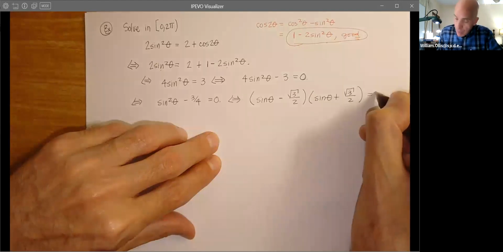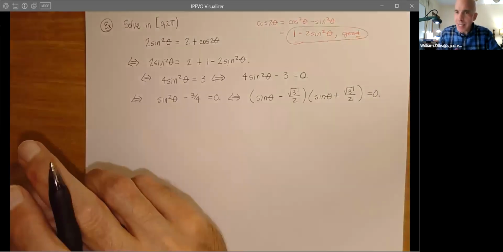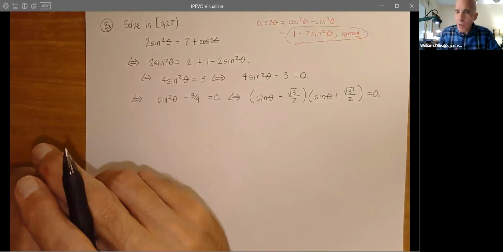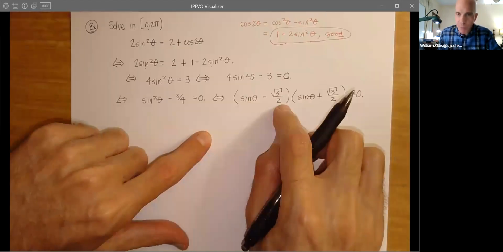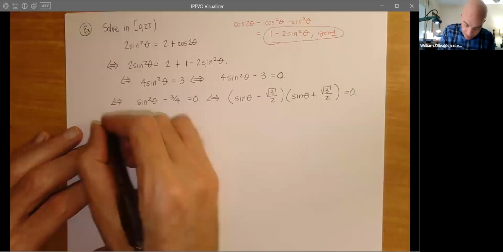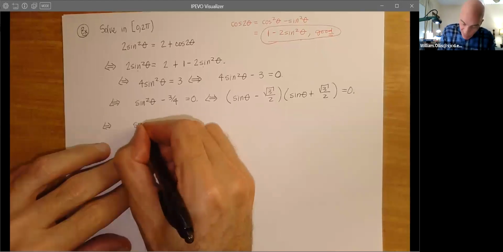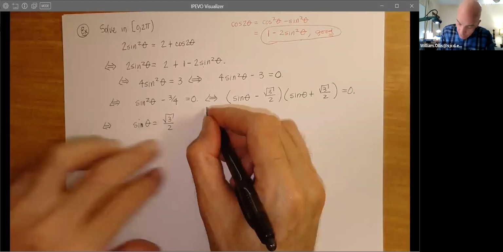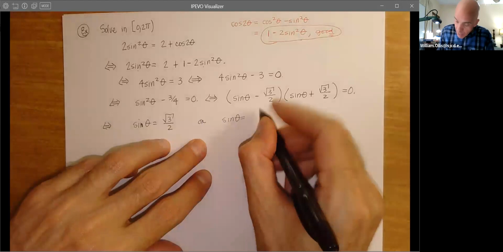This equals 0. So now when we think about what we're doing here, this is exactly what you're going to be doing in calculus. We've been doing this in algebra and pre-cal all along, but the idea is that this is like an x minus a number times an x plus a number. And so zero product says solve this. So zero product, we have sine theta equals root 3 over 2, or sine theta equals negative root 3 over 2.